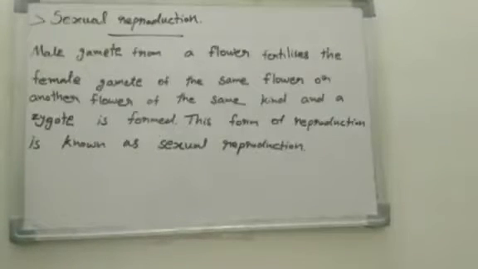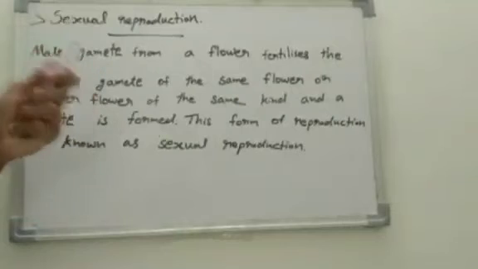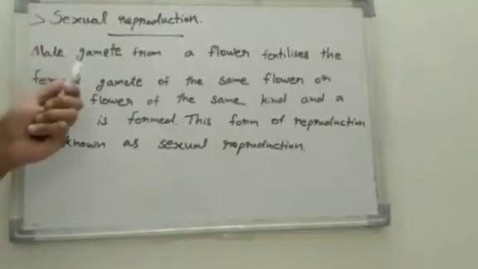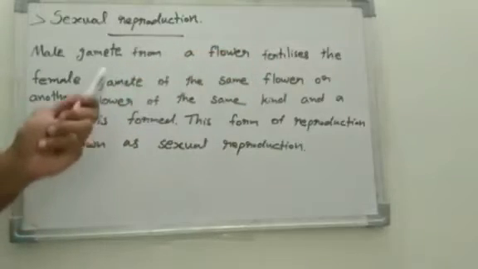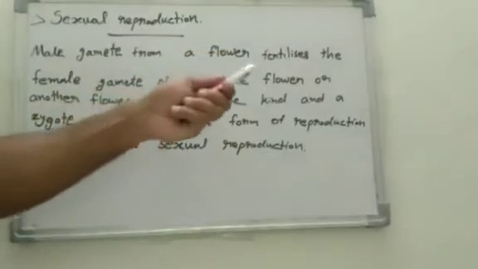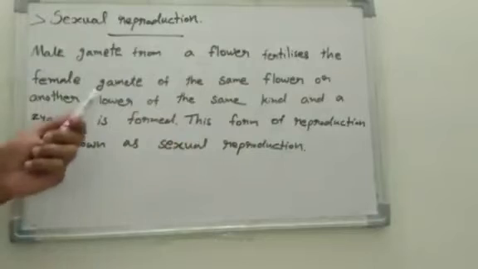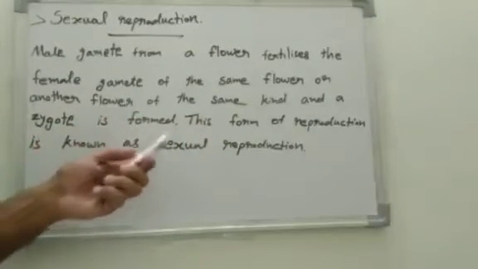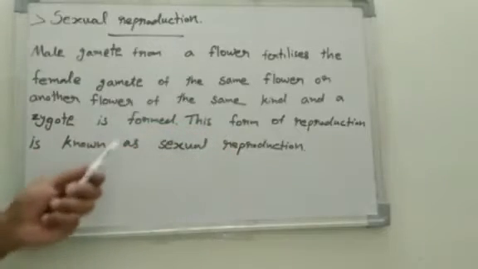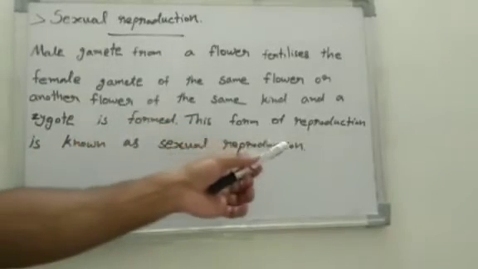We can move to the sexual reproduction of flowers. The male gamete from a flower fertilizes the female gamete of the same flower or another flower of the same kind, and a zygote is formed. This form of reproduction is known as sexual reproduction.